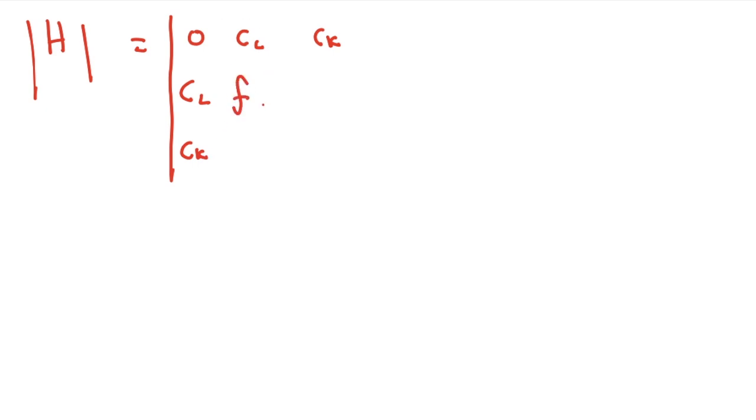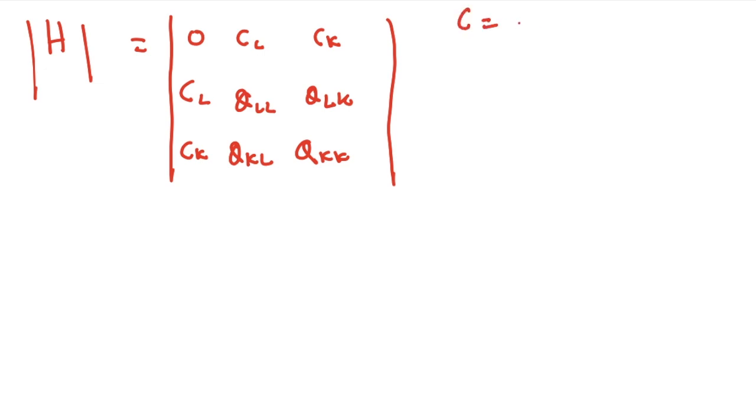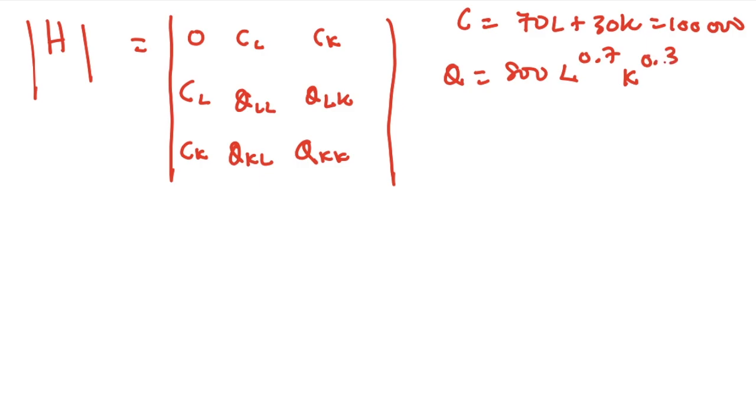So here, small letter F, yeah? Or let me make it this way. Q and L are diagonally Q, K, K. So here Q, L, L and here Q, K, K, and close it. The cost function that we have is 70L plus 30K equivalent to 100,000, isn't it? The production function that we have is 800 times L to the power of 0.7 and then K to the power of 0.3. So recall those things so that it's easier for us to do the calculation.